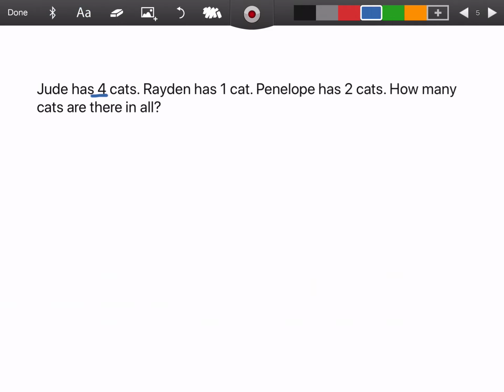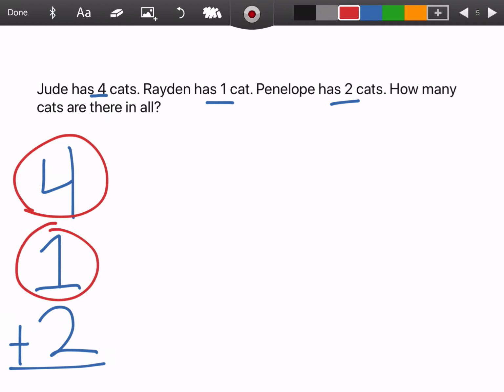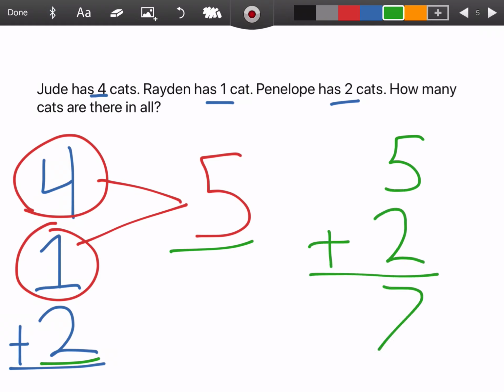So we have 4, 1, 2. So let's write those down. 4, 1, 2. So which ones are we going to add first? Well, I see a 5 fact. 4 and 1. I know 4 and 1 is going to get me 5. And it's easy to add with 5. Then I can take my 5 plus my 2. 5 plus 2 gives me 7.